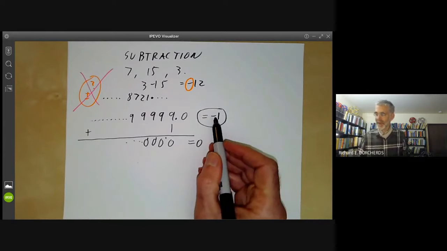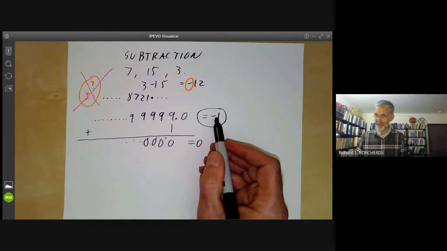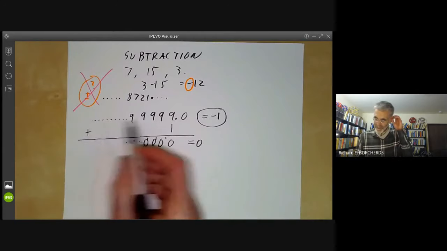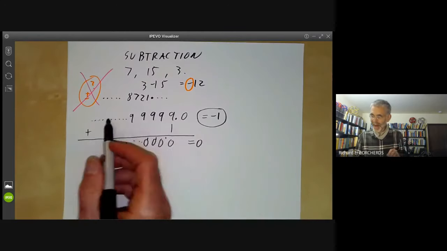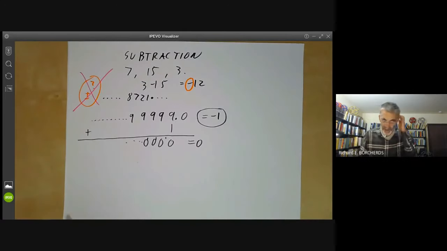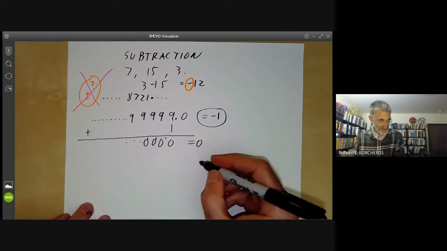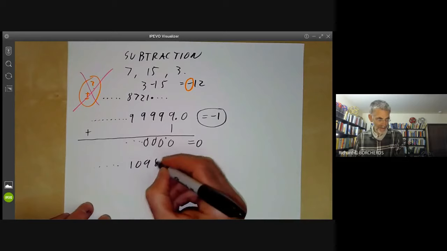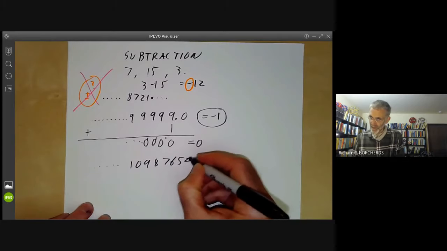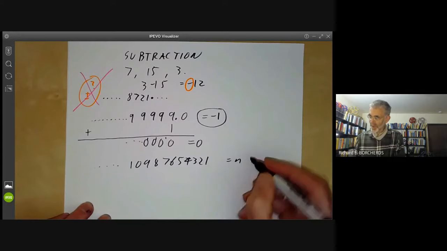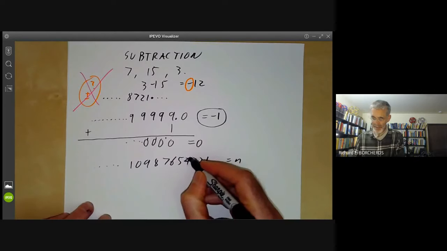So we don't need a negative sign in front of 10-adic numbers, because we can get negative numbers by being a little bit clever. So the question is, how do you find the negative of an arbitrary 10-adic number? So suppose I've got a 10-adic number, say 10987654321. So call this n. What is minus n?